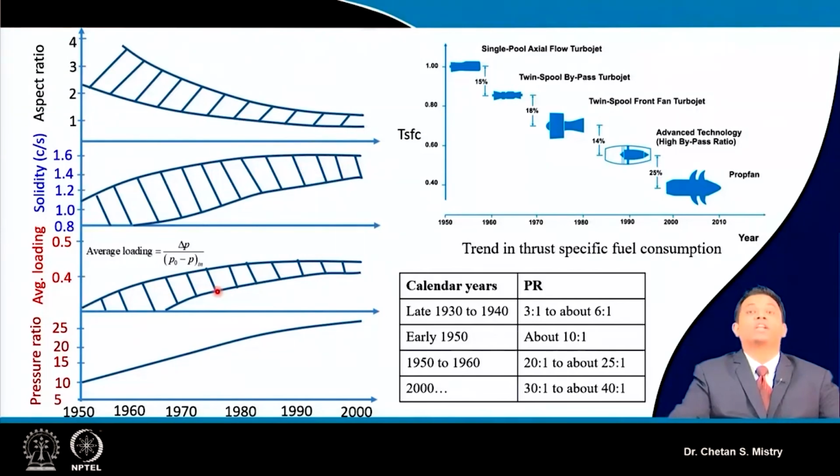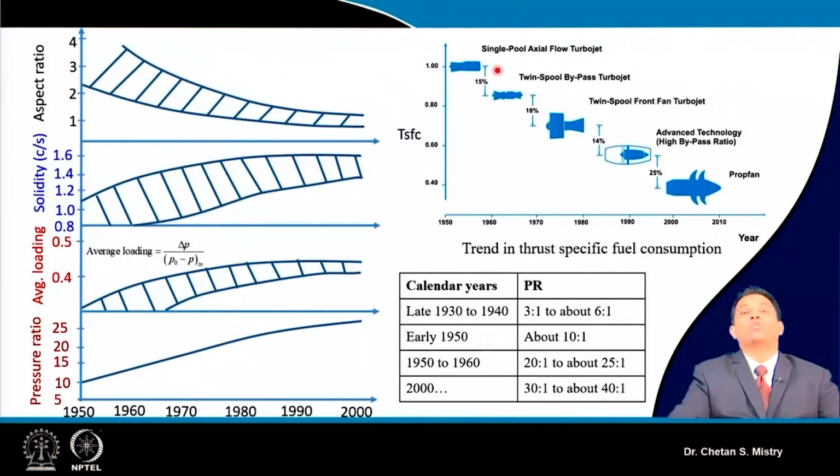This particular plot gives you an idea of how people are thinking about future development of engines, and what parameters they are playing with in order to meet specific requirements. Now, just look at here. What is our requirement? We are looking for our thrust specific fuel consumption to be lower. During the 60s, we took that as a reference. The next expectation was to reduce the thrust specific fuel consumption by 15%.